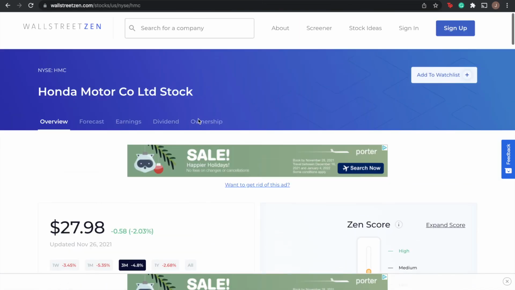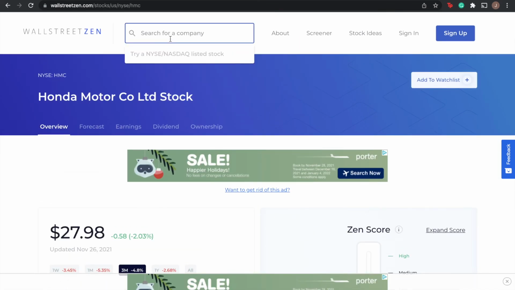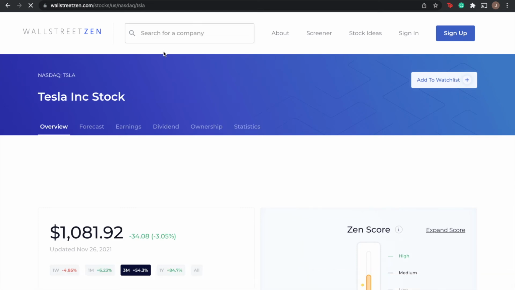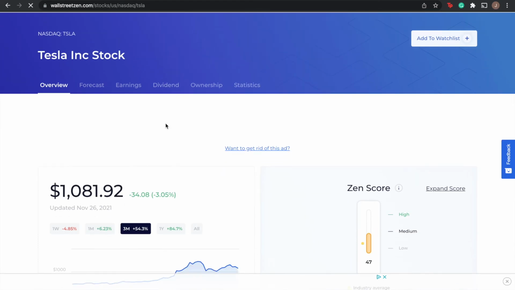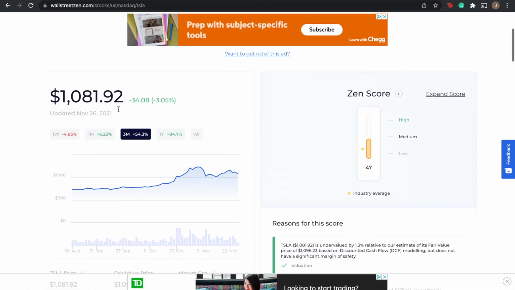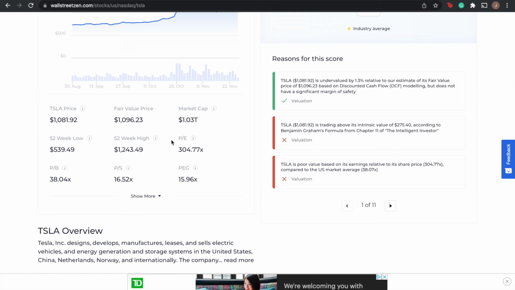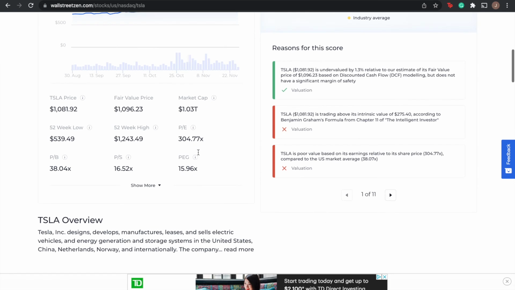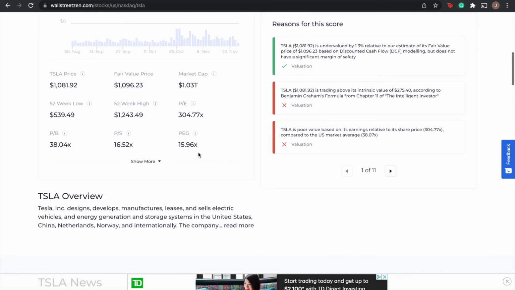Now, another company in the automotive industry that I'm sure you guys have heard tons about, Tesla. And you probably know why I'm picking this one here. Tesla's notoriously overvalued. So if we go down here, it has a stock price of $1,081 and a PE ratio of 304.77. Honda's was 6, Ford's was 27. This is 304.